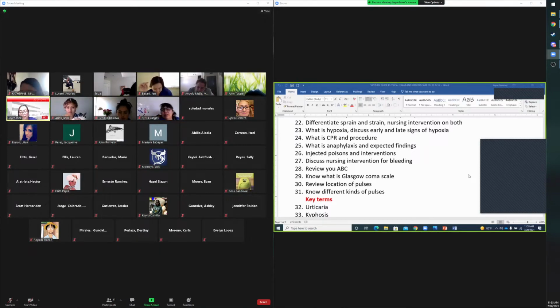What else? Do I need a tetanus shot? Why? If it's a snake, you need antivenom. And then you also have to bring that snake with you to the hospital to study. But yes, you need a tetanus shot with your injected poisons. Okay.